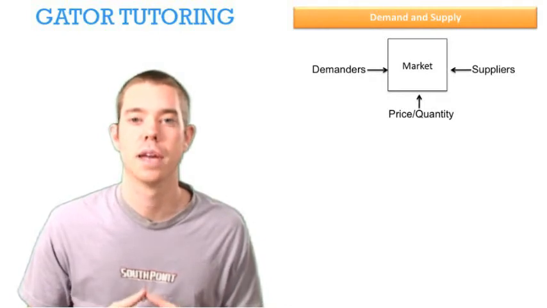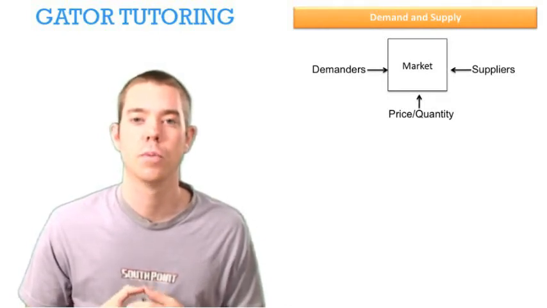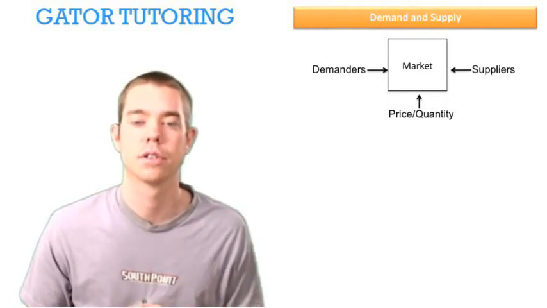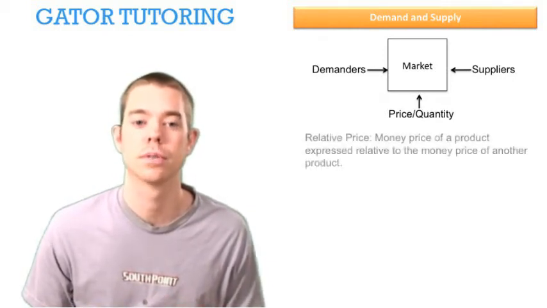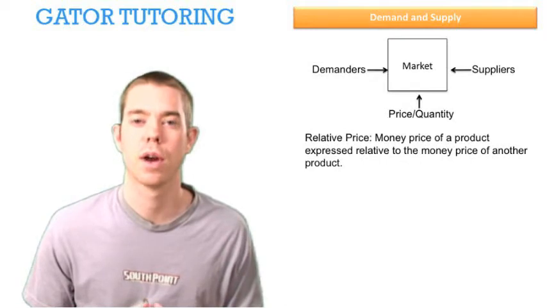So now we're going to talk about demand and supply. In a market, we have demanders and we have suppliers. These two groups of people coming together create prices and quantities. First, let's define what a relative price means.